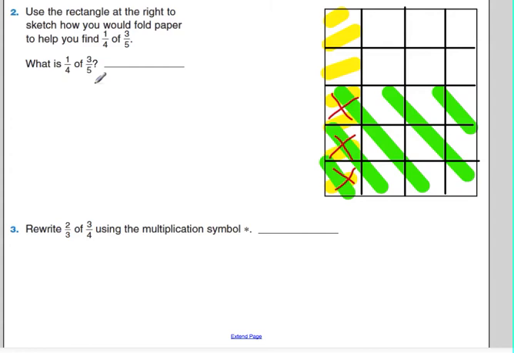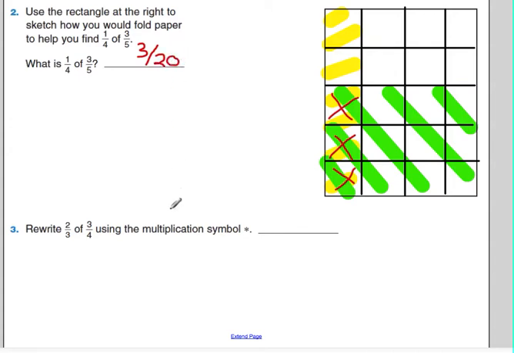So what is 1/4 of 3/5? It would be 3 out of how many total boxes? 4, 8, 12, 16, 20. 3/20. Okay, that's the answer to our question.